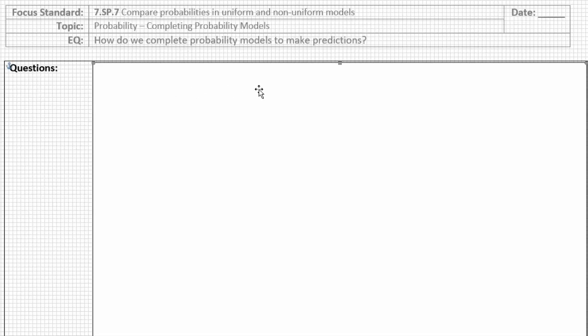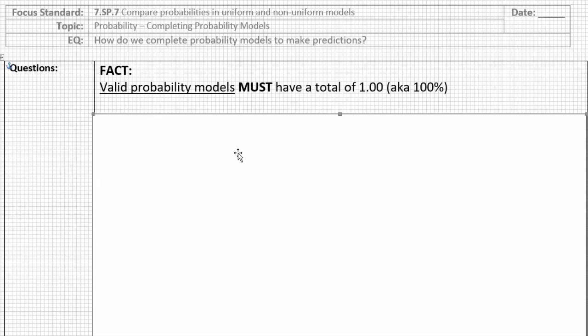So in today's lesson, we have to start out with a fact that all mathematicians have to agree to in order to use probability models to make predictions. And that fact is that a valid probability model must have a total of 1, meaning in a percentage form that it takes into account 100% of the data.